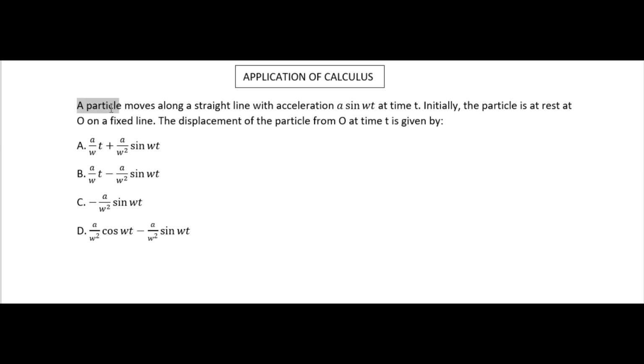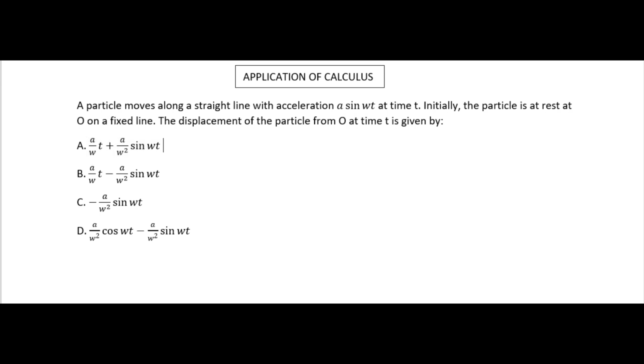It reads: a particle moves along a straight horizontal line with acceleration a sine omega t at time t. Initially the particle is at rest at O on a fixed line. The displacement of the particle from O at time t is given by, so the objective is to find the displacement, otherwise called the position vector of the particle from the origin, at time t seconds.